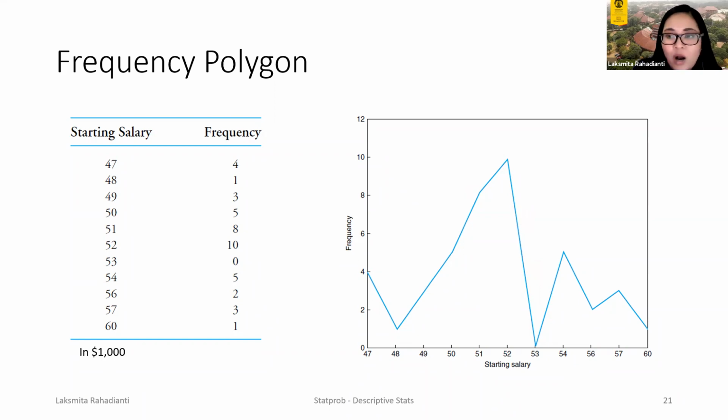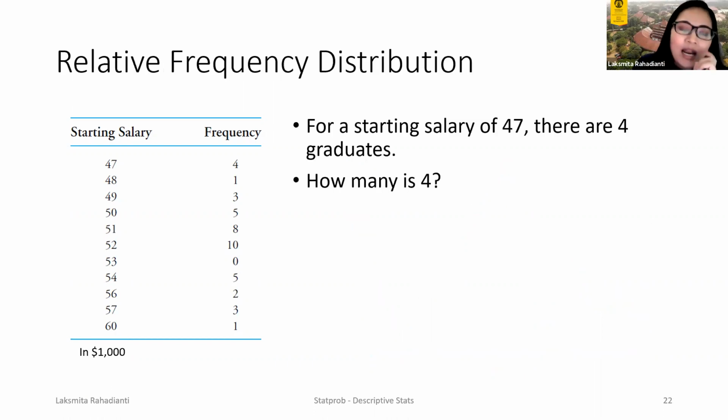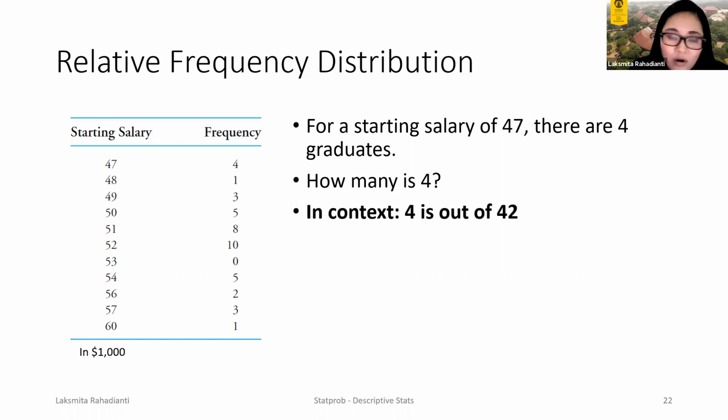Or I could also alternatively display the data a little bit differently. Like, for example, when I say, oh, the students, the fresh grads that have a starting salary of 47,000, there are 4 of them. But what does 4 mean? Is 4 a lot? Is 4 only a small portion? It depends on your context. In this particular case, I'm talking about 4 students out of 42. So it's significantly small compared to talking about 4 out of 10.